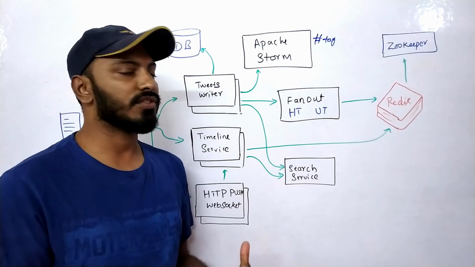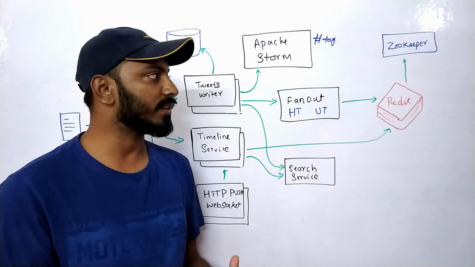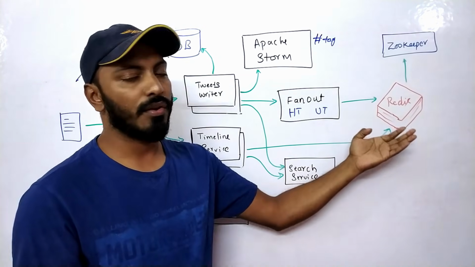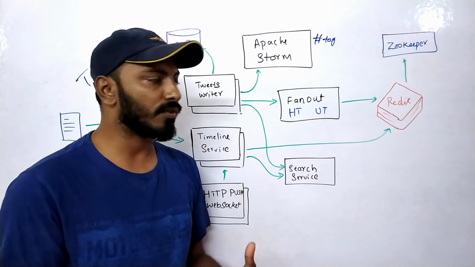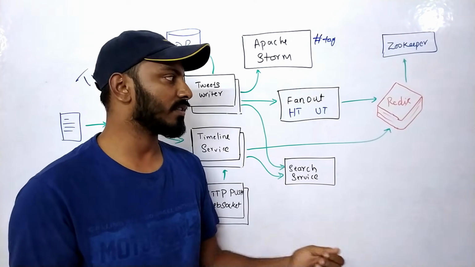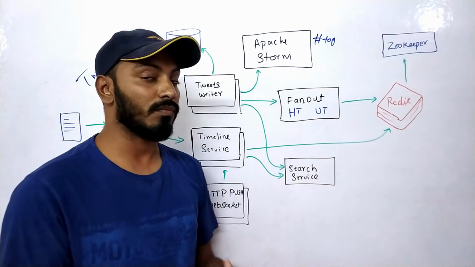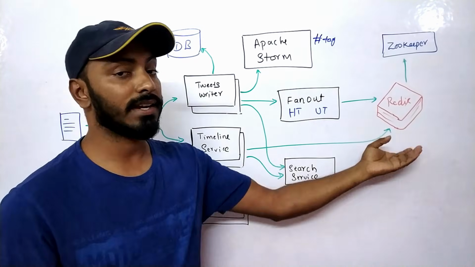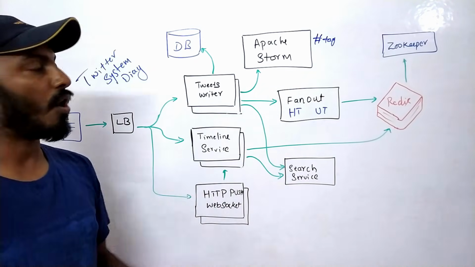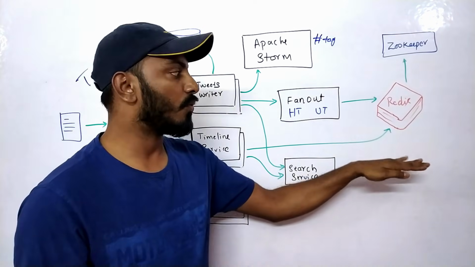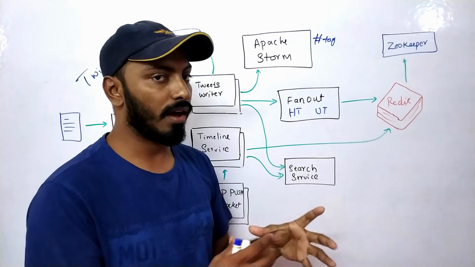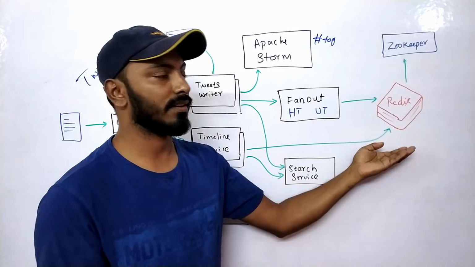Zookeeper is a coordination service for distributed components. Say, for example, we have a number of nodes. Actually, Twitter runs about thousands of nodes in any given cluster just for Redis, because most of the data is present in Redis, and also a copy of the data is permanently present in the DB. So we need to have a big cluster of Redis, right?